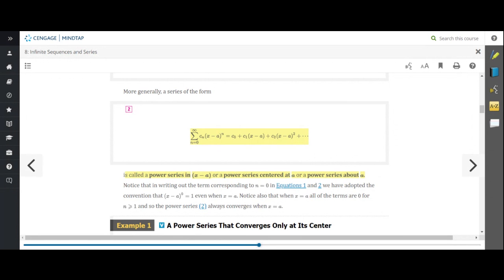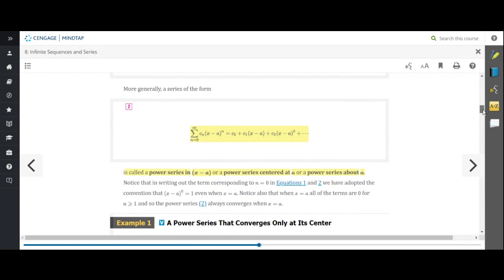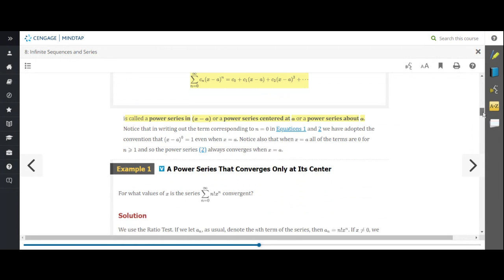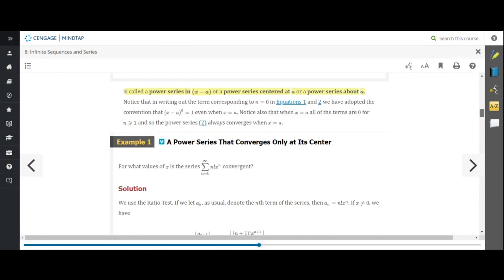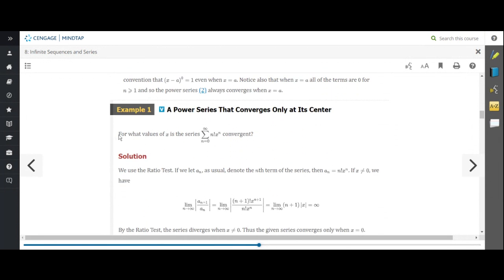So this kind of power series is something you're going to see a little bit later in chapter 8. It's sort of giving you an idea of what's coming up. All right, so let's just look at a very simple example. Example 1.